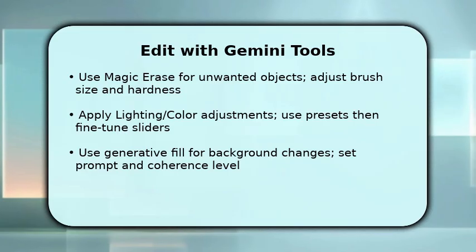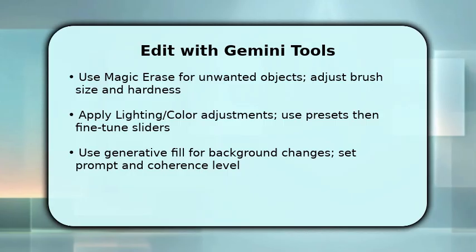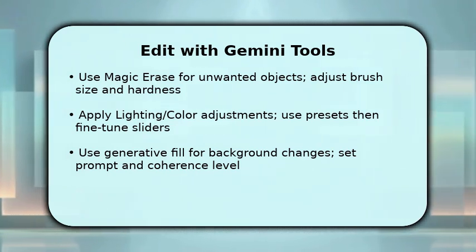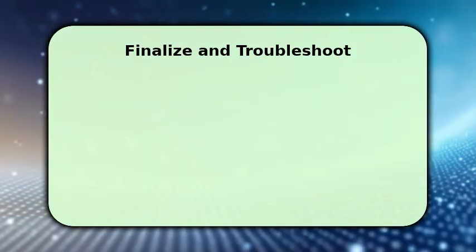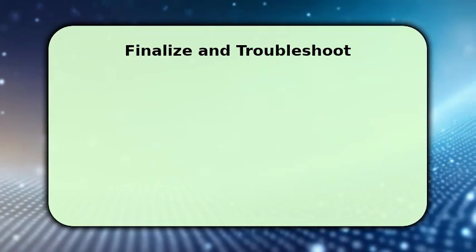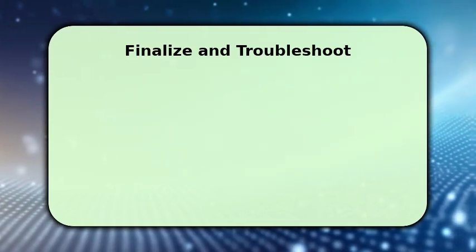For larger composition changes, use Generative Fill. Describe the new background. Set coherence lower for creative results or higher for realism, and accept variations you can tweak further. Finish by exporting at original resolution to preserve detail. Choose JPEG for web or PNG for transparency, and set quality to 90% or higher.